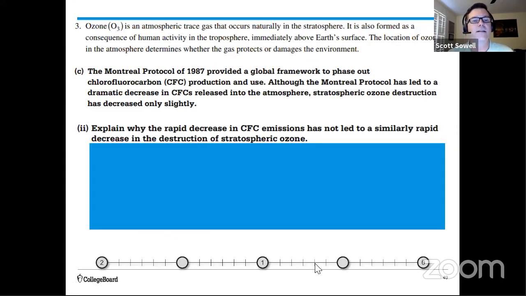All right, let's go to the next one. So C II says, explain why the rapid decrease in CFC emissions has not led to a similarly rapid decrease in the destruction of stratospheric ozone. So take 30 seconds and think about that.